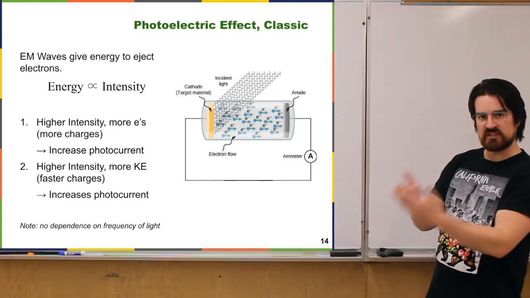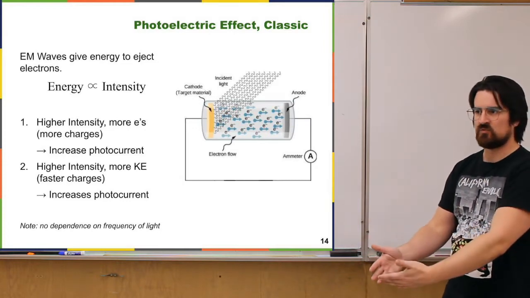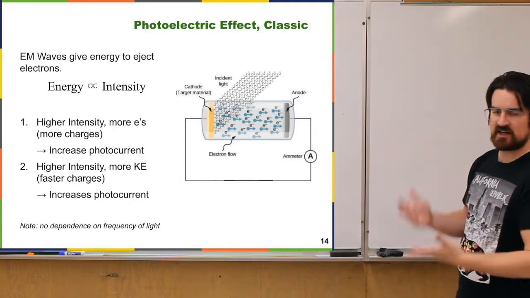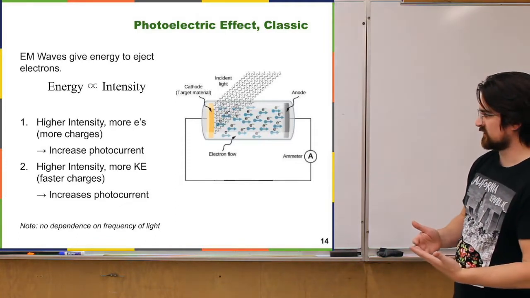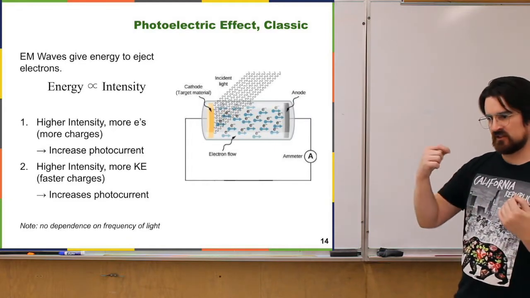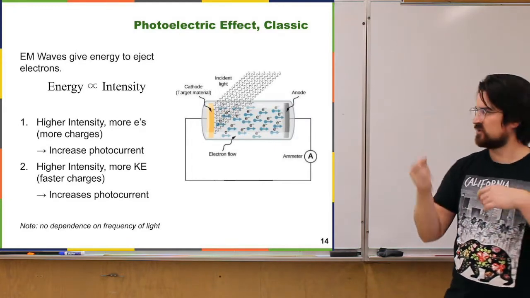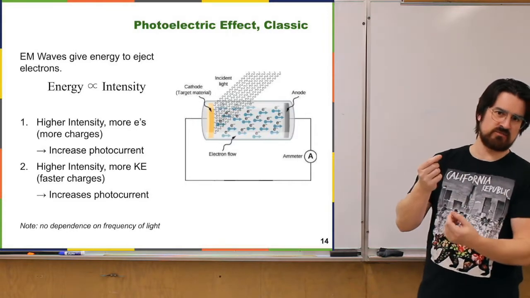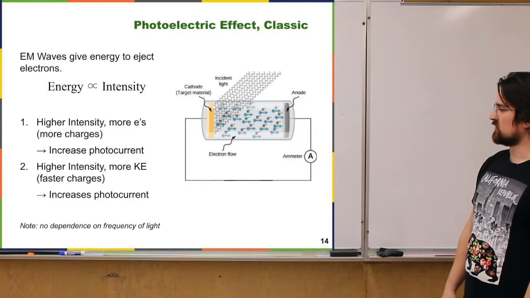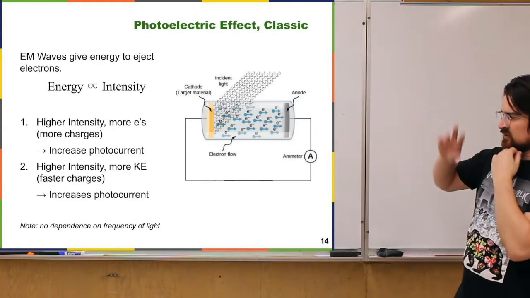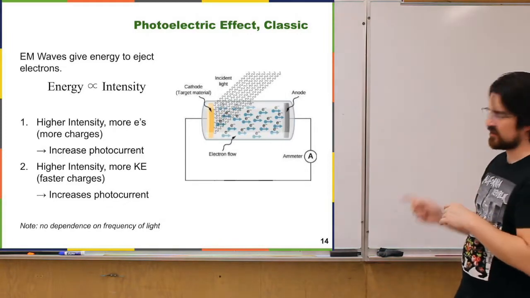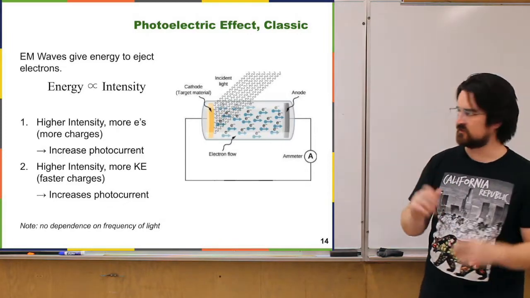That is to say that they're going to leave that target material generally with more kinetic energy. They're going to leave faster if you shine higher intensity light on that target. Also increase the photocurrent in that way, right? Because current is made up of moving charge, so more charge, or faster charge moving, or both of them should increase the current. That's the idea from the classical point of view. And it should be noted that in the classical picture, the frequency of this light, its wavelength, doesn't come into the picture. It doesn't matter.